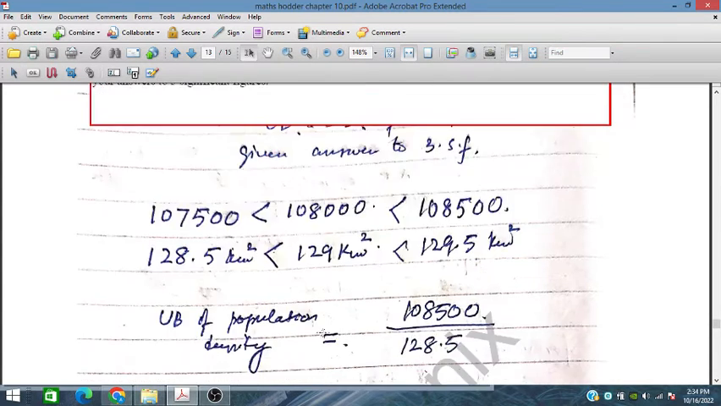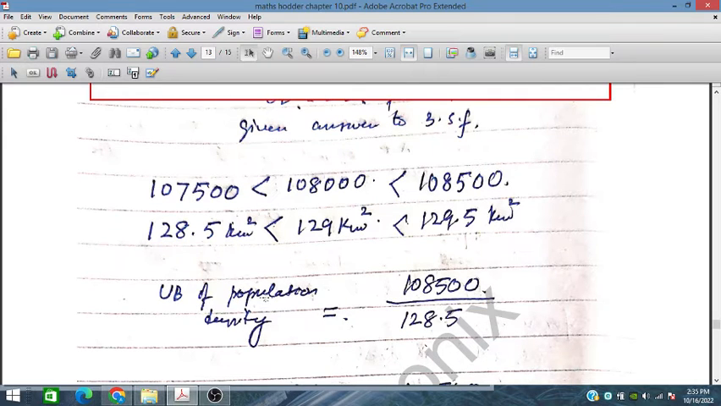So the upper bound of the population density uses the maximum population and the minimum area. This is the minimum area, with the upper bound population and the lower bound area. So in a lesser area, more population, so the density is high.